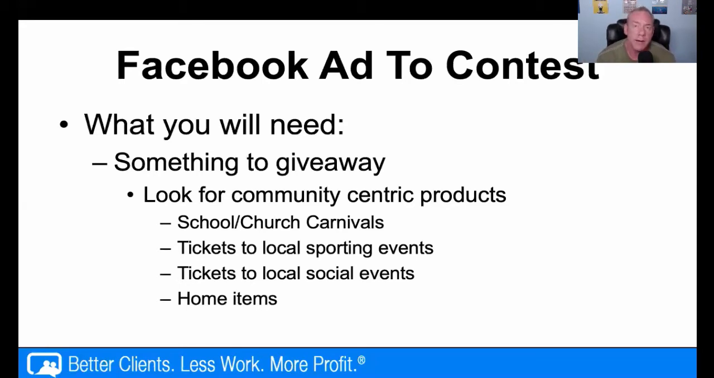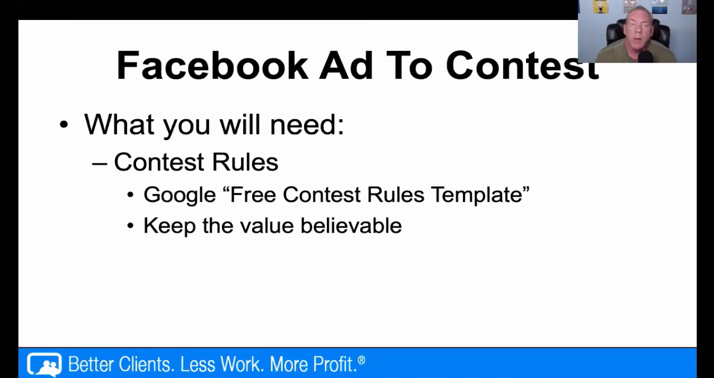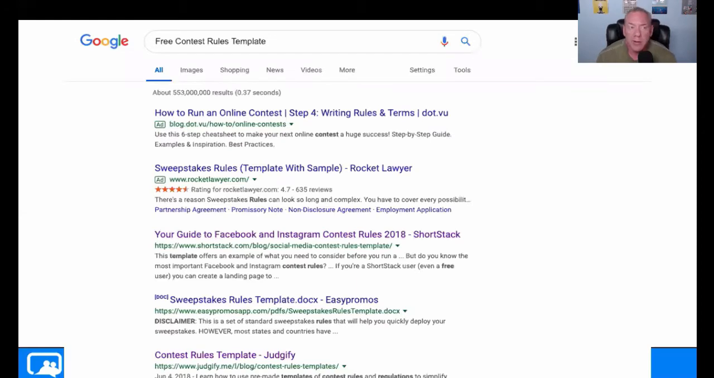But the idea here is you got to have something that you're going to give away, something that people would actually be interested in. Now, we need to have contest rules. This is really, really important because we got to keep ourselves on the right side of the law. The easy way to get contest rules is simply to Google free contest rules template. So here's what I do. I just literally Google it. This is what it looked like. And you can see one of the purple ones right there.